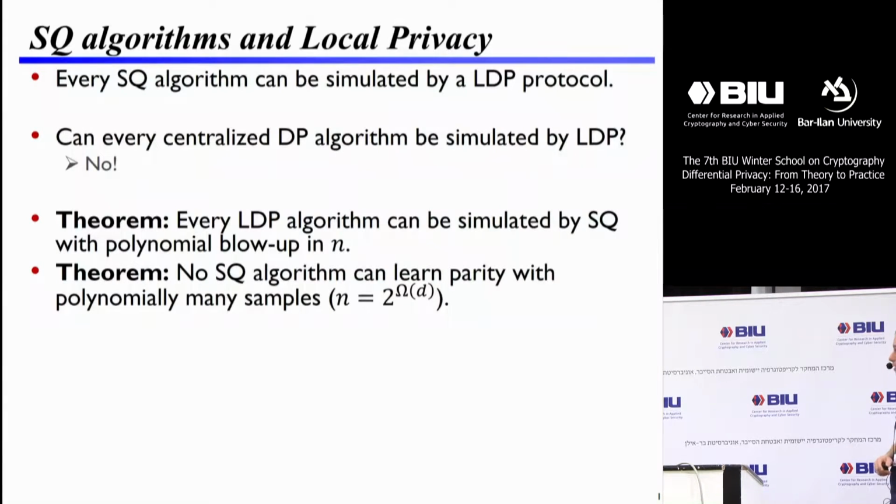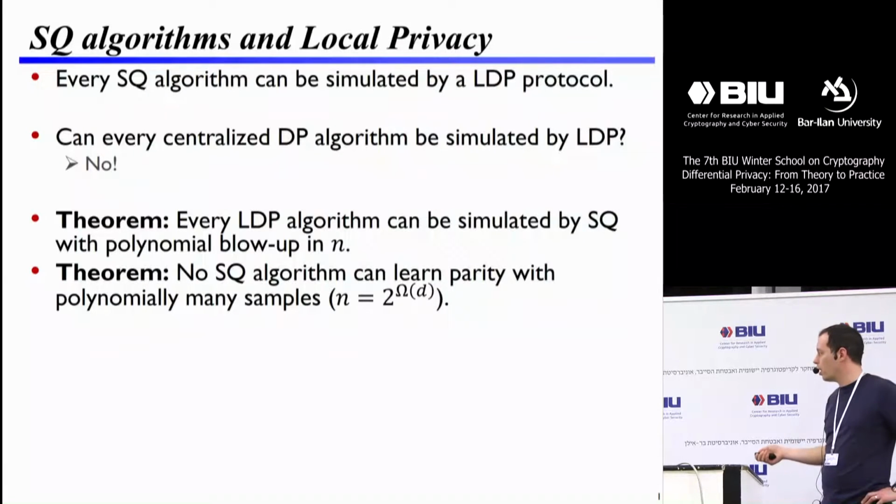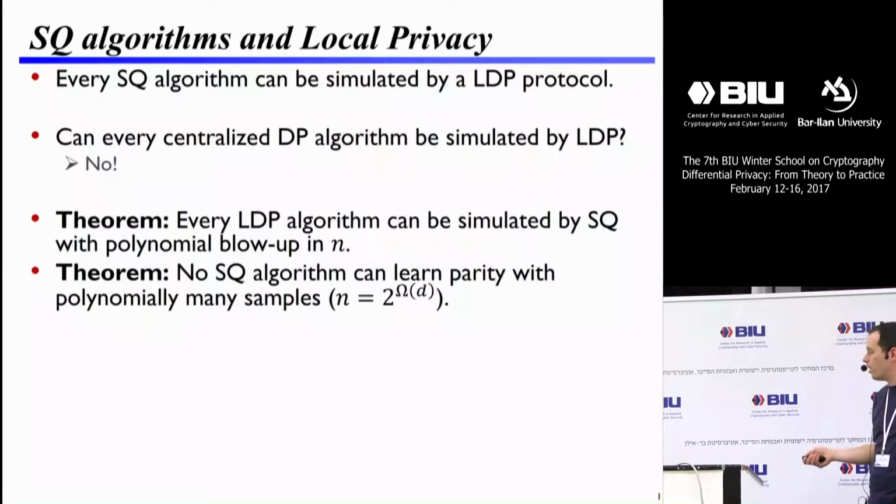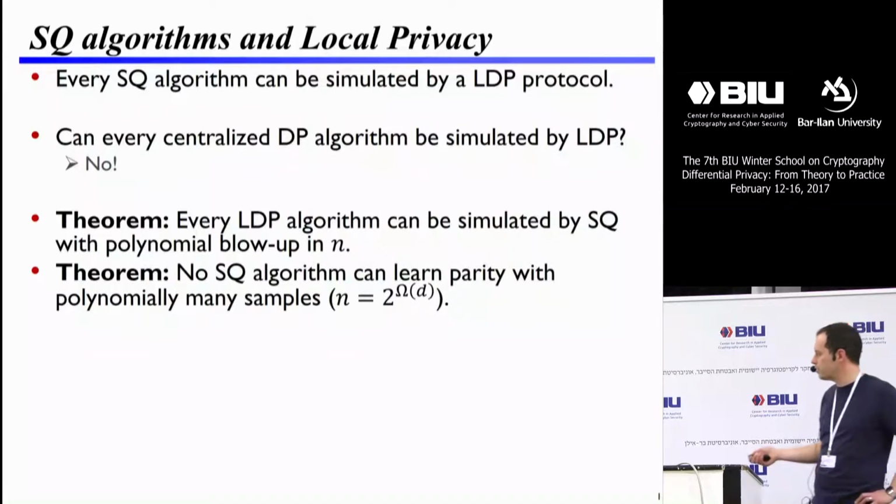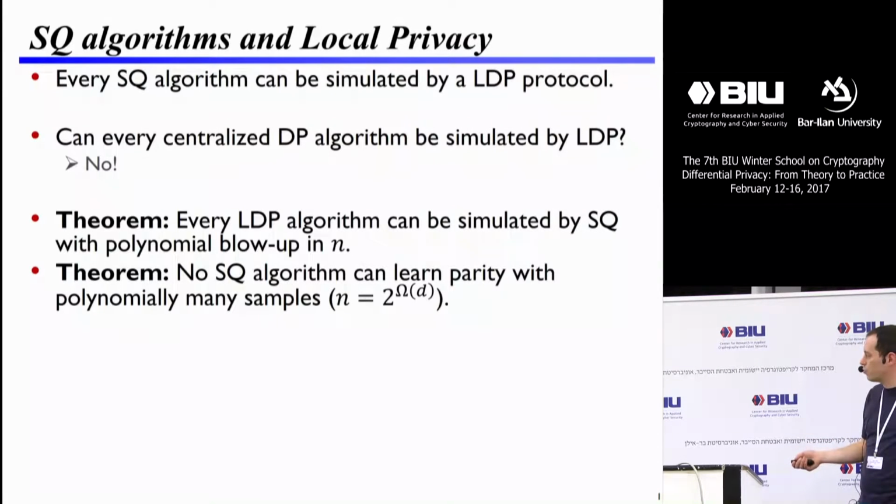A second theorem is that there are tasks that cannot be done in polynomial time by SQ algorithms. It turns out, for example, that no SQ algorithm can learn what are called parity functions with polynomially many samples. This is also a result of, I guess, Kearns and Valiant, I can't remember exactly the attribution. For d-dimensional data, you require a data set size, a sample size, that is exponential in d.